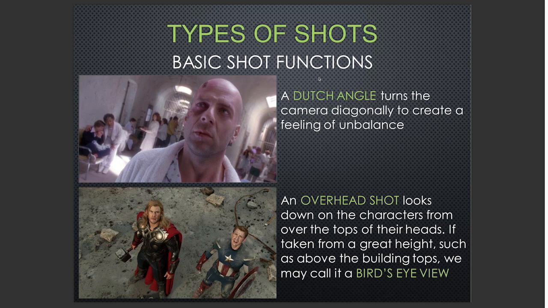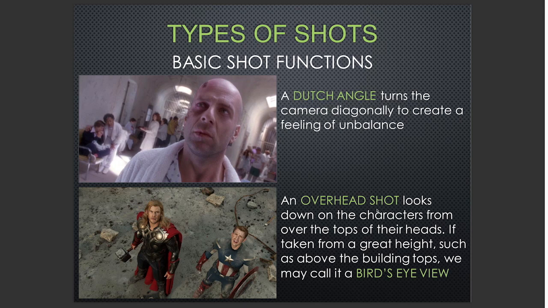We have basic shot functions, the Dutch angle. This is nothing new for you. The basic idea is that the camera is off balance. If you notice, it's tilted. I want you to keep in mind that it would be on a tripod and it wouldn't be shaking, but it would just be tilted. With that, it shows that something is wrong or something bad is going to happen. That's just the idea of it.